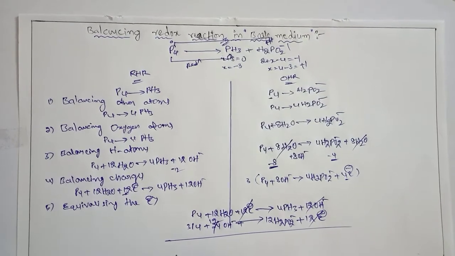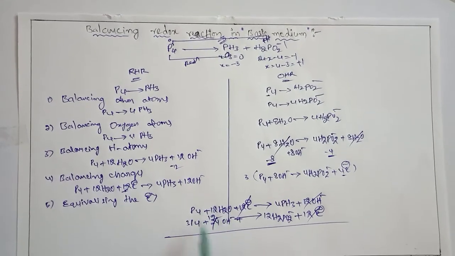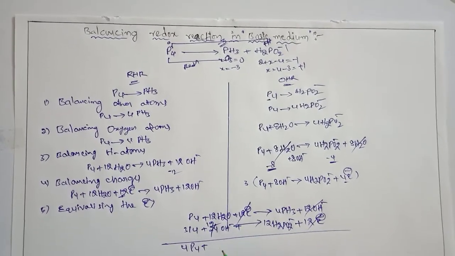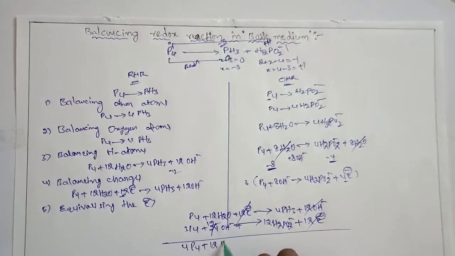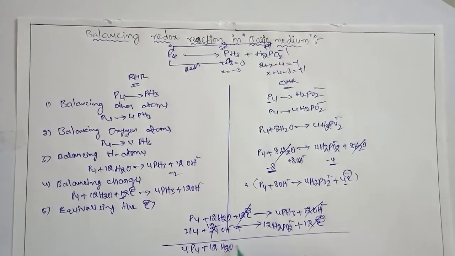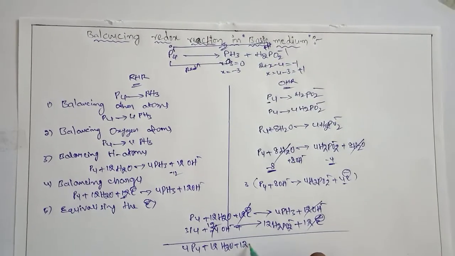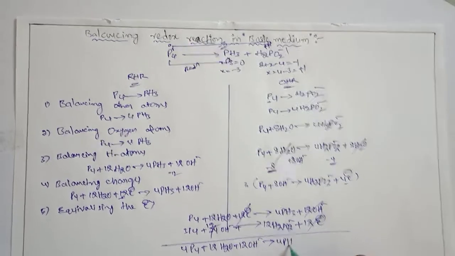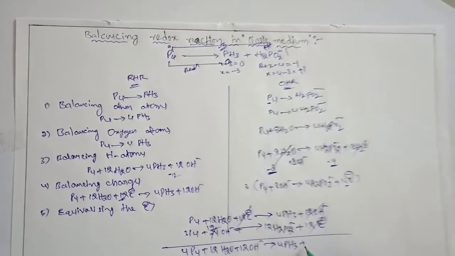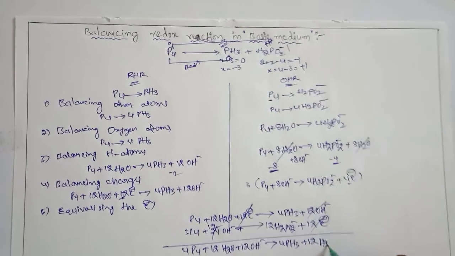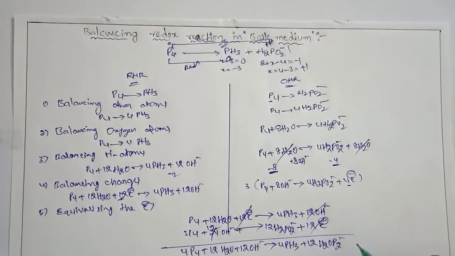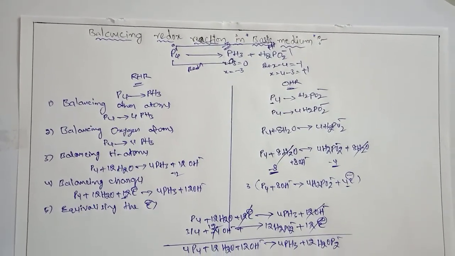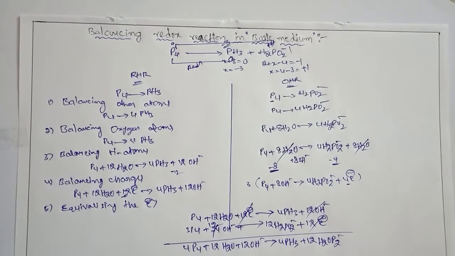So I am writing the total equation. This is P4, this is 3 P4, so I am writing 4 P4 + 12 H2O + 12 OH⁻ gives 4 PH3 + 12 H2PO2⁻. So this is the addition equation, but a balanced equation should always be presented in its simplest form.